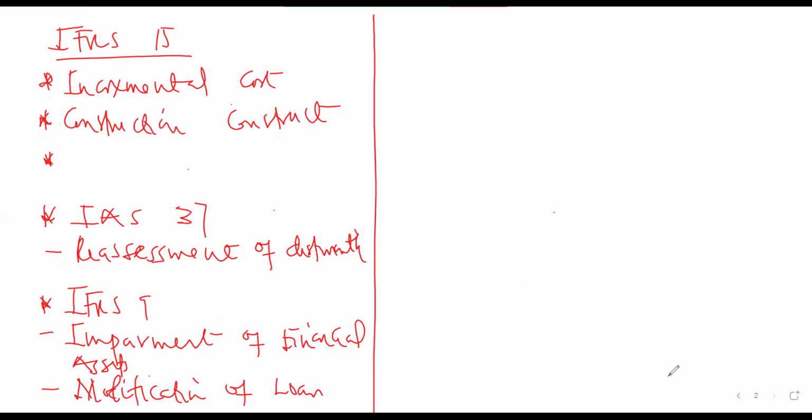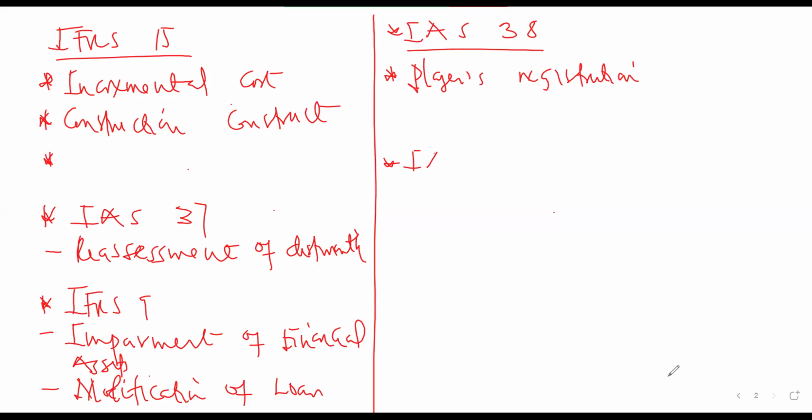So we also have 38, the IAS 38 intangibles. On intangibles, because ICAN is now moving to it, they can ask you a question on players' registration and accounting treatments. And we also have 24, which is related party. It's one of the areas that they can ask you.